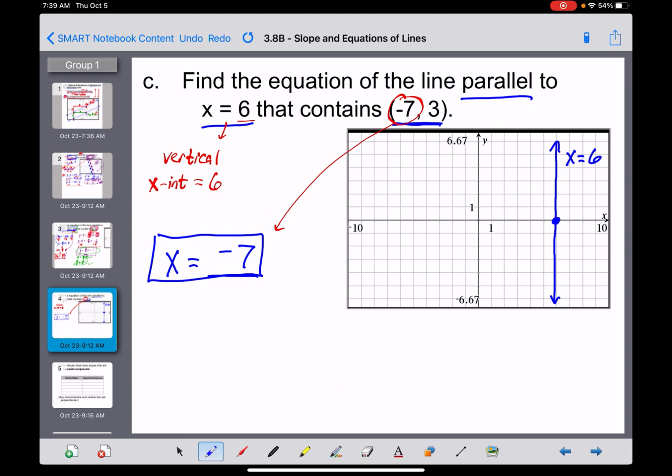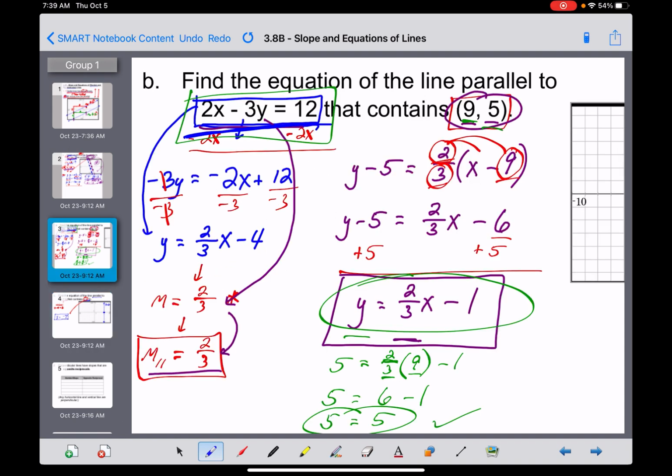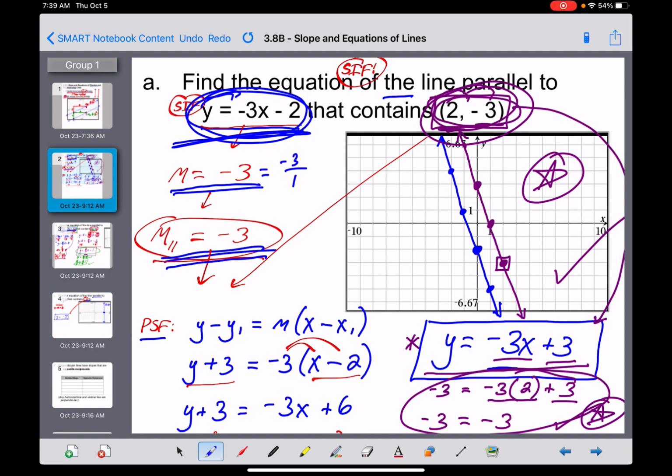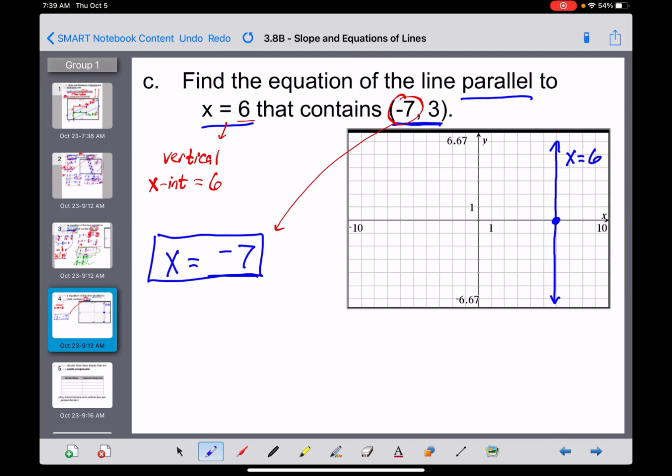So as I said at the end of the 3.8a notes, horizontal and vertical lines are actually much, much easier than diagonal lines that we dealt with here in examples A and B, but you've got to know your basic facts. That x equals a constant is a vertical line, that all vertical lines are parallel to each other, and that the equation of any vertical line is just going to be x equals a constant.